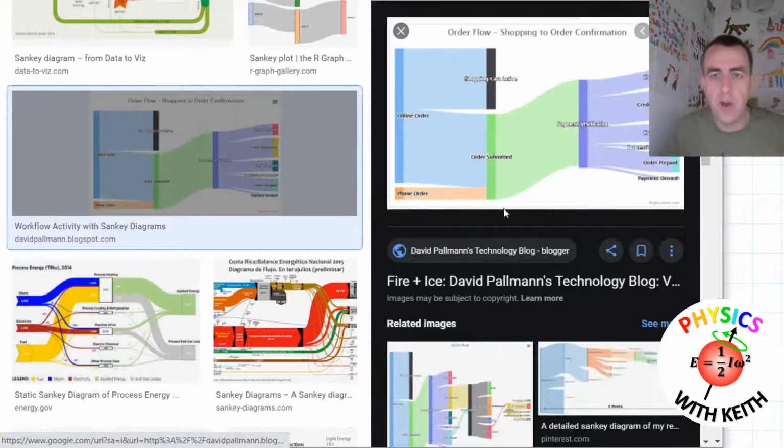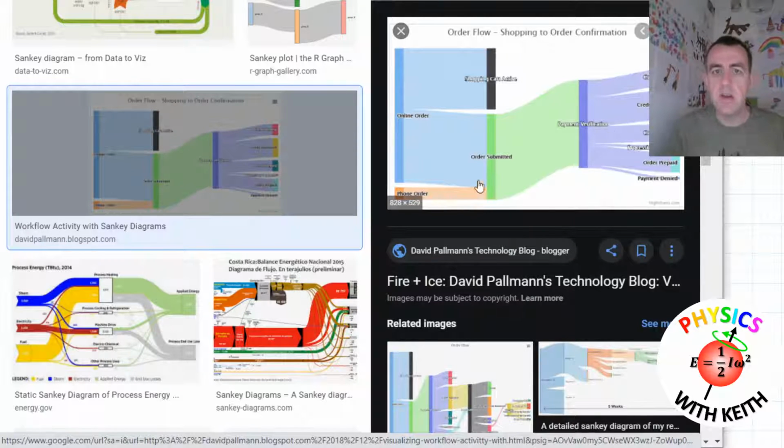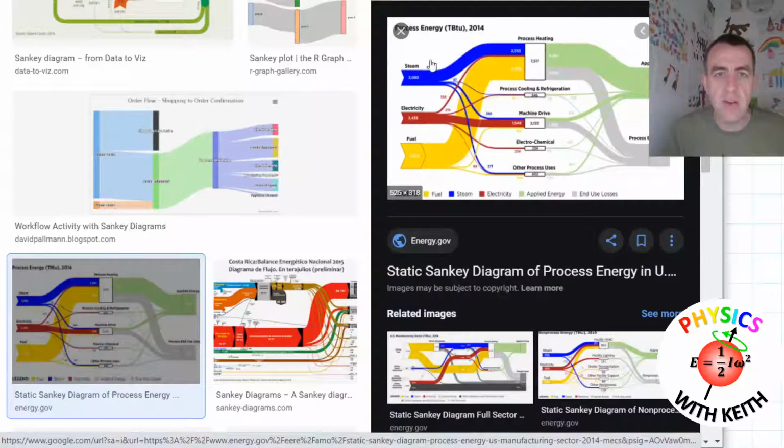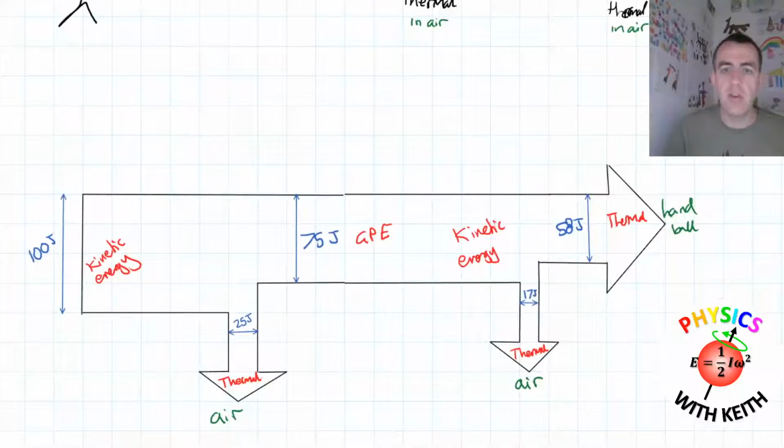This is workflow, so maybe that's time that's being spent in this particular diagram. This one here is energy that's being transferred from one side to the other. So Sankey diagrams as a general tool appear all over the place, but you do learn them in physics, especially with the IGCSE, in the context of energy transfer and work. And I think that's a convenient place to stop.